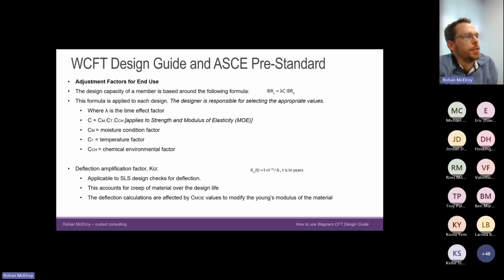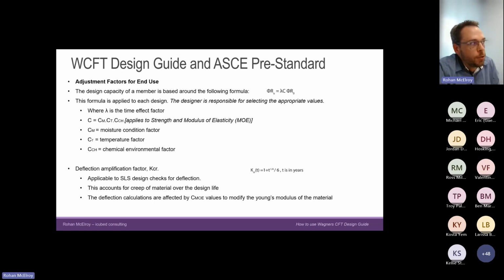Adjustment factors for end use are the big one. This is entirely the responsibility of the design engineer at the end of the day, and it depends on your structure, where it is located. Is it located in a humidity sensitive environment? Is there an elevated temperature environment you're installing in? And is there sort of chemical additives in that environment that may be an issue into the future?